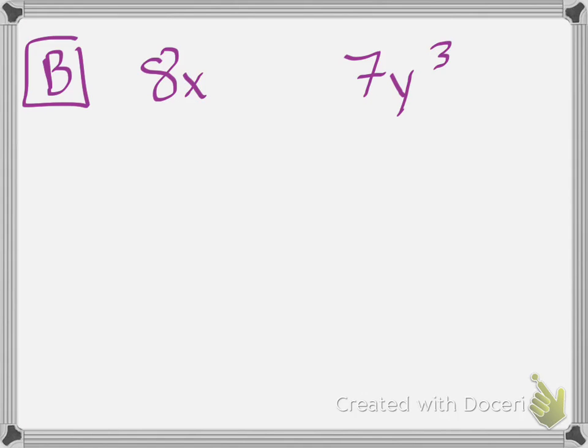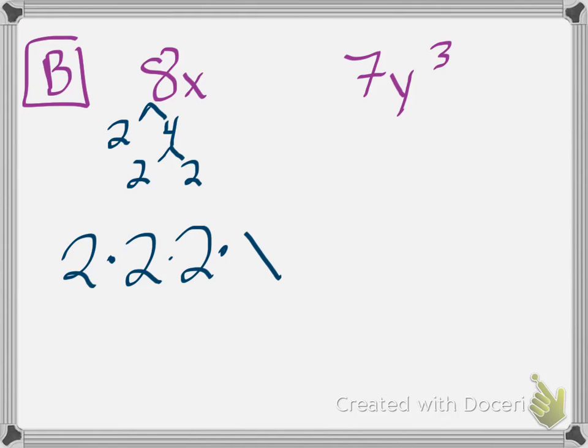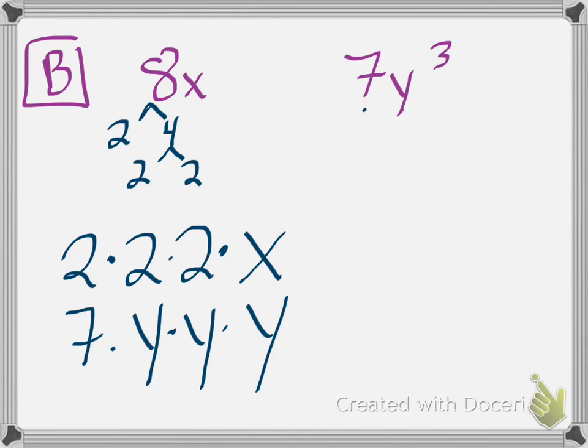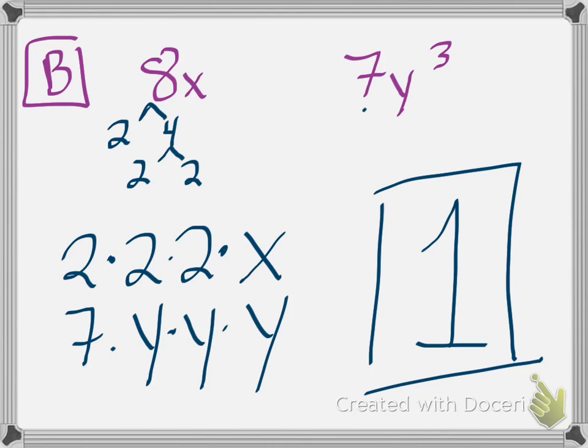Let's try the next one, 8x and 7y cubed. 8 splits into 2 and 4, which splits again. So I have 2 times 2 times 2 times, I have 1 x. 7 is already prime, 7, and then I have 3 y's. Okay, there's nothing in common. When there is no number in common and no variable in common, there's only one thing they have in common, and that's the number 1. Occasionally, you're going to get questions where there is no factor in common. When that happens, it's not no solution, it's just 1.